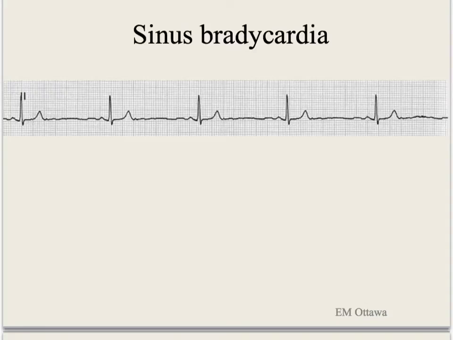Let's look at a few different rhythms. The first one is sinus bradycardia. In sinus bradycardia, the SA node is generating a slower than 60 beats per minute rhythm. Since it is coming from the SA node, there is a P wave. The PR interval is normal, and normal being less than 5 little squares.